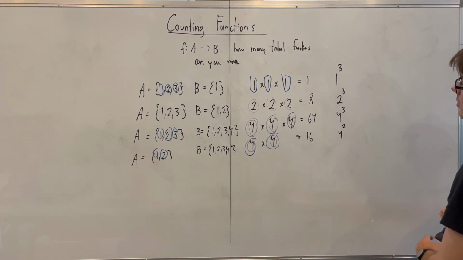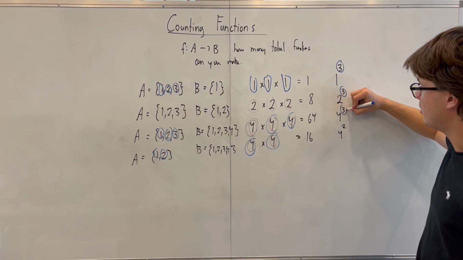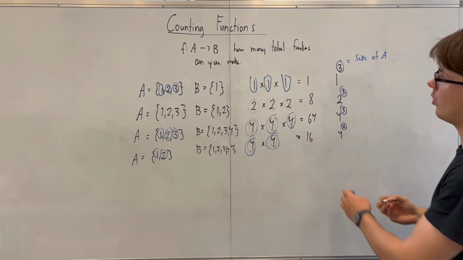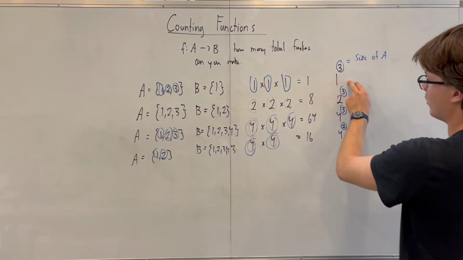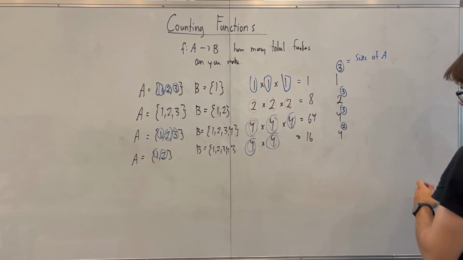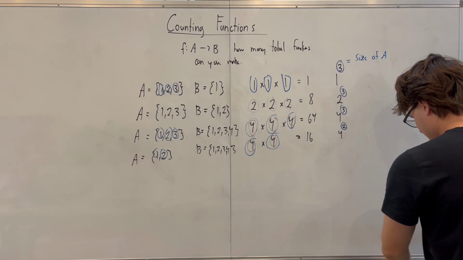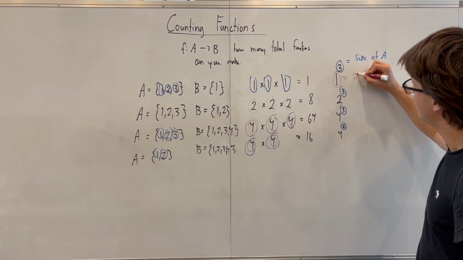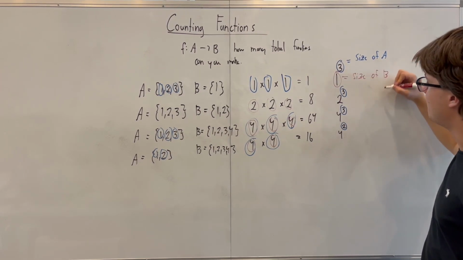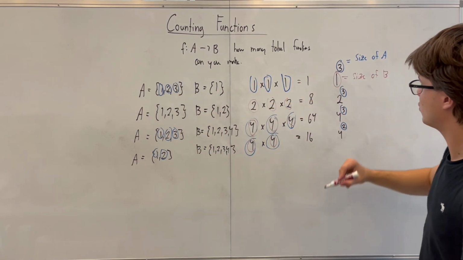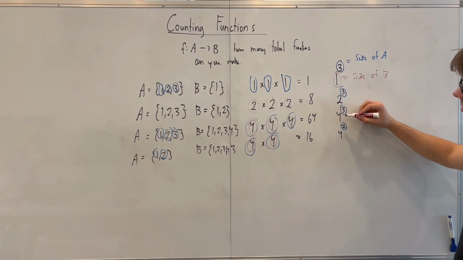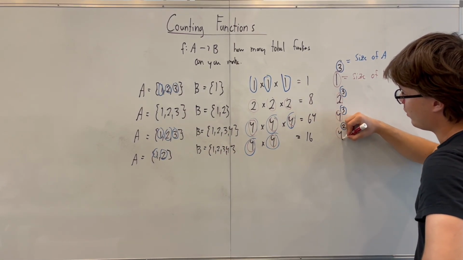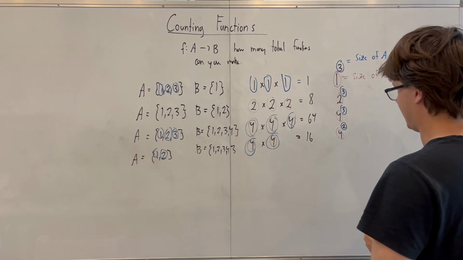We notice that the power is going to be the size of A. However big our A is, A has 3 elements, so it's to the power of 3 here. A has 2 elements, so it's to the power of 2 here. And then the other thing we notice is, of course, that the base of our power is going to be the size of b. So we find that this is 1 because b only has 1 element, 2 because b only has 2 elements, 4 because b has 4 elements, and 4 because b has 4 elements. So that is what we find here, and this pattern is going to be true for all finite sets.